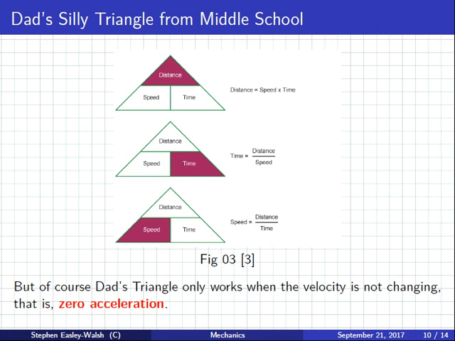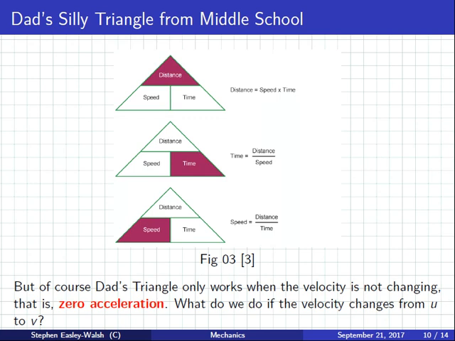Okay, we got that? Now, what do we do if the u changes to v? What might you do if the velocity does change? If we have a u at the beginning but a v at the end, and we still want to use this triangle, but the velocity is changing.